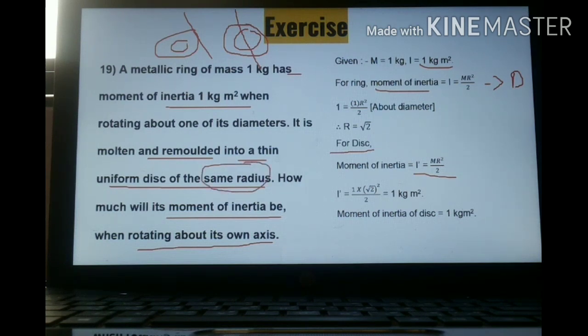They are constructing another shape from the ring of same radius, so the radius will be the same. This is root 2 whole square, so the square and the root will get cancelled, and 2 and 2 will also get cancelled. So moment of inertia is 1 kg meter square.